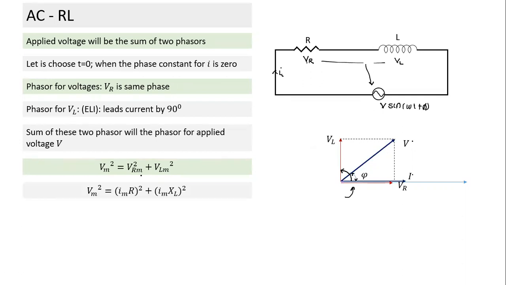And we know how voltage and current are related. In case of resistance, their amplitudes are related, and in case of inductor also the amplitudes are related. Here the voltage is equal to Im into R. Here the amplitude of voltage is equal to Im into XL. And so we substitute this here. So what do we get? Vm square is equal to Im square times R square plus XL square.